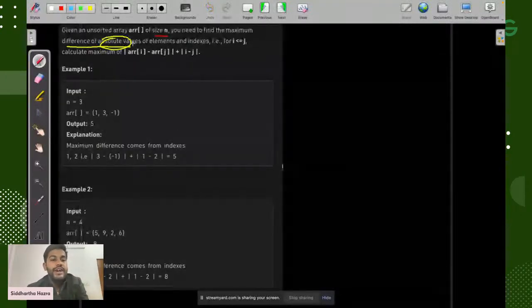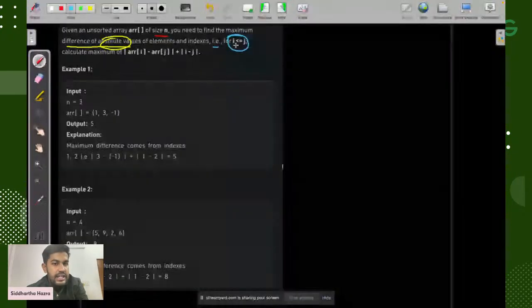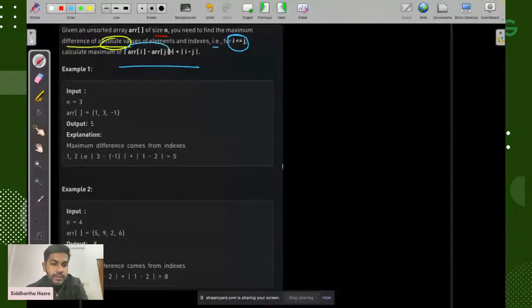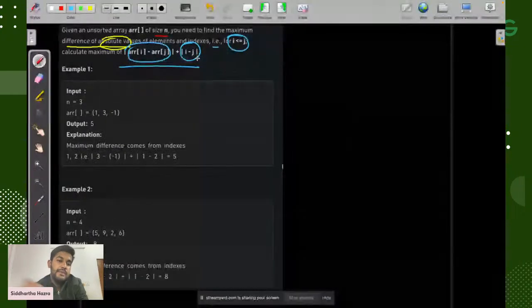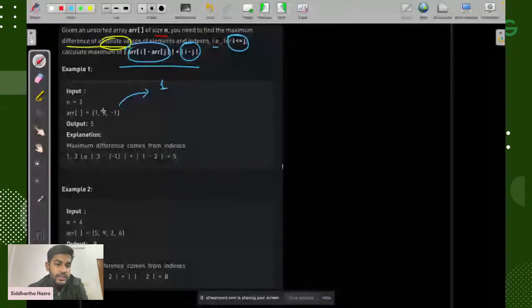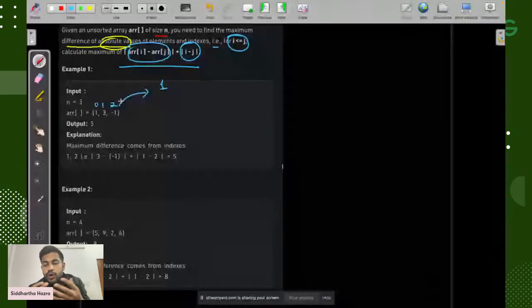So we are told that we need to find the difference of the indices. That means i would always be less than j, and this value means the absolute value of a[i] minus a[j], and we would add the absolute value of i minus j. So let us see how we are getting this output. Suppose we have just 1. So 1 can be paired up with the value 3. So the indices would be 0, 1 and 2. The indices do not matter here because the difference would always be the same.